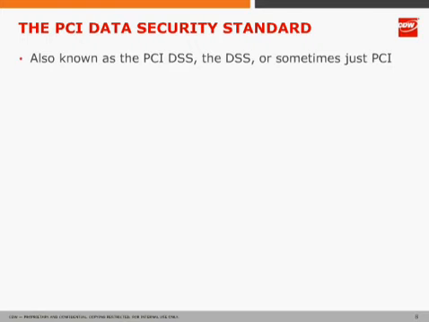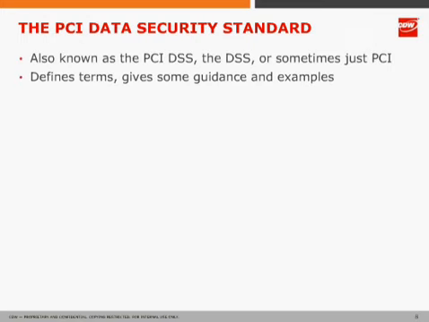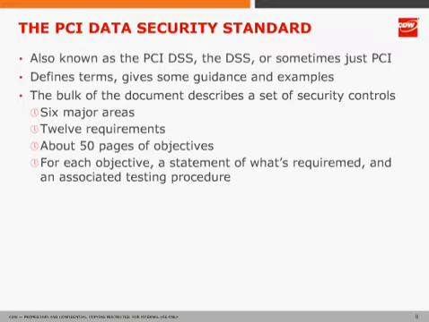That's what it is. And it does a few different things. It defines some terms for us, and we'll talk about one of those terms, the most important being the cardholder data environment. So it defines terms. It gives some guidance as to how to work through the compliance process, and it gives you some examples of how to fill out certain control worksheets, etc. But the bulk of the document, about 50 pages of something like a 60 or 65-page document, is devoted to a set of security controls. And a control, basically, in this context, just means a security measure that you're supposed to have in place.